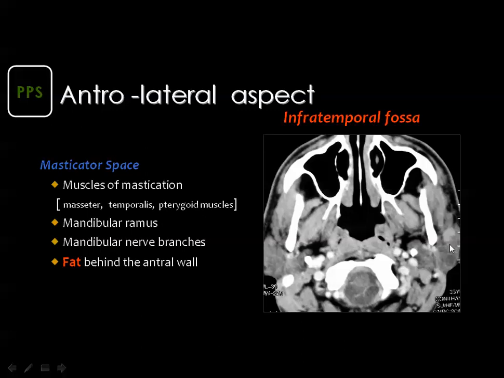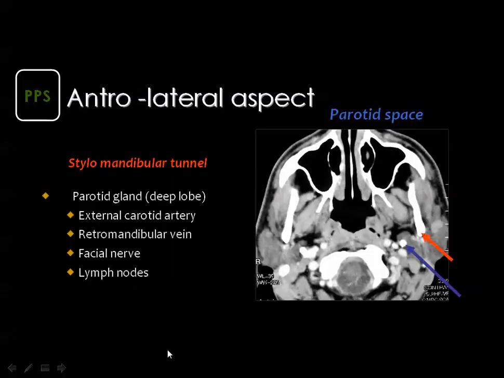Then you can see the muscles of mastication, which are the masseter, the temporalis, and the pterygoid muscles, medial and lateral pterygoid. The mandibular ramus and the mandibular nerve branches are not seen by CT nor by MRI. And also you can see fat behind the antral wall, which is, as I have said, an important anatomic landmark. Then we came to the parotid space.